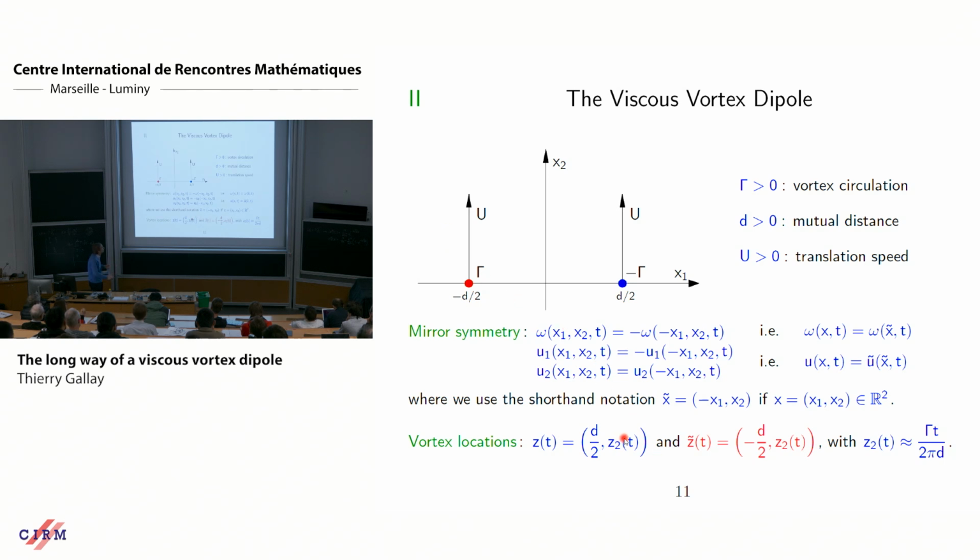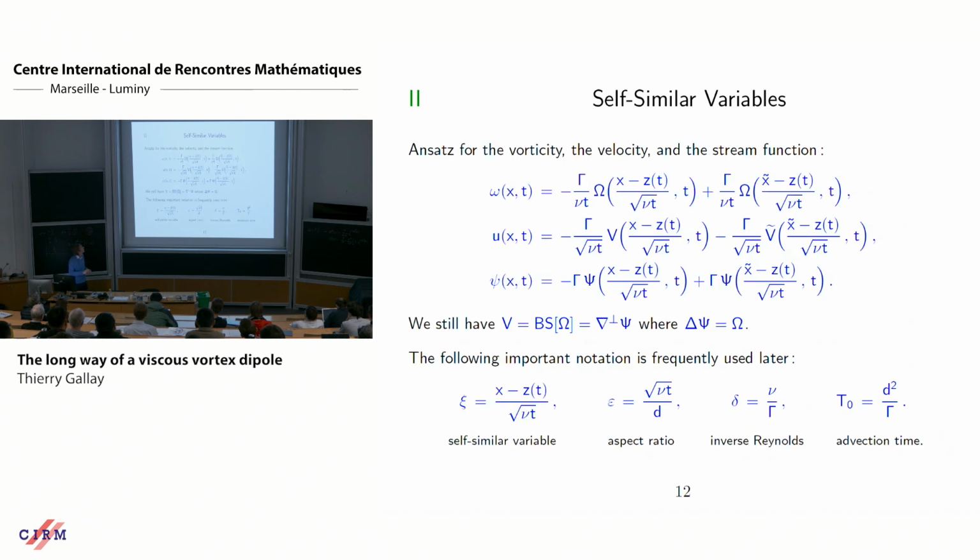But I don't know about the vertical position. The vertical position to leading order is expected to be given by the prediction of the point vortex system, but maybe there will be correction to that, I don't know. So this is not decided by any symmetry of the equation. So my z of t will be d/2 and a z2 of t, which I don't know of, okay? So this is the initial data I consider, okay? And now comes the analysis.